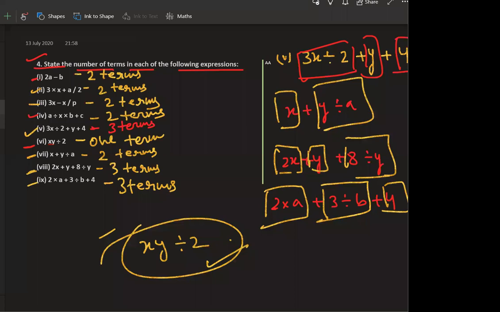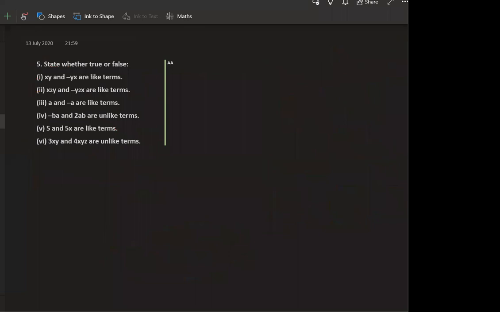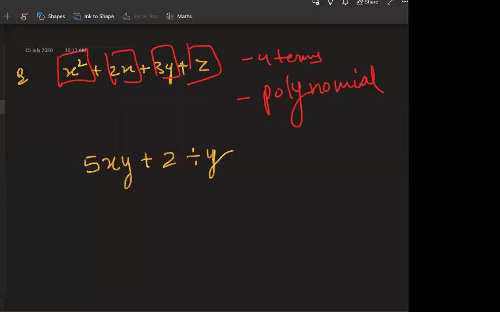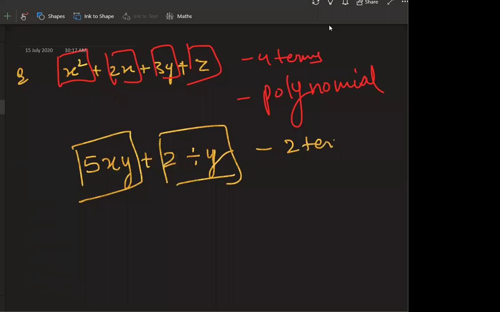Four minutes are left, so let's try to complete question 5 now. Question 5, state whether true or false. 1. xy and yx are like terms. 1 and 2, there are 2 terms, and this is binomial.